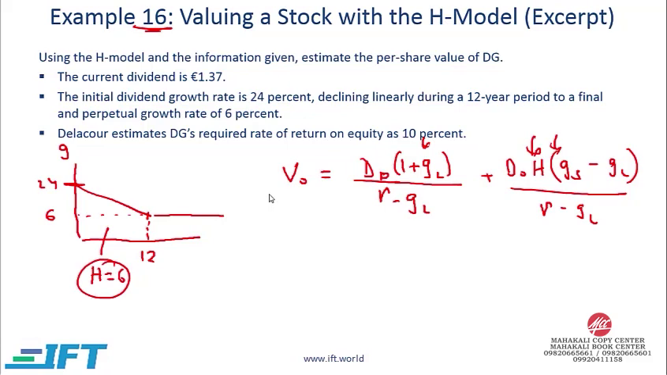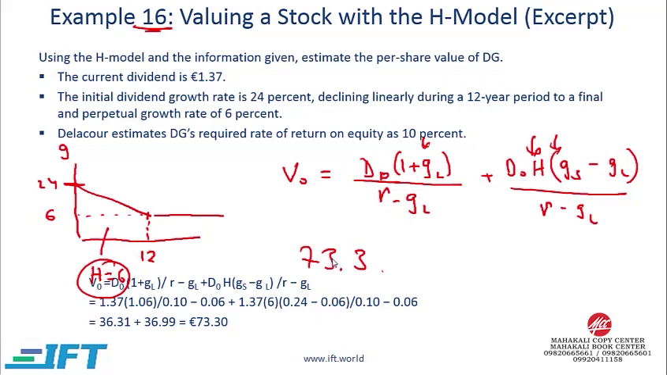And put in all the numbers that are given. What you should end up with is approximately 73.3. Which is shown right here. A classic mistake might be to plug in the full number 12 over here, but remember H is for half, so it has to be half of that number.